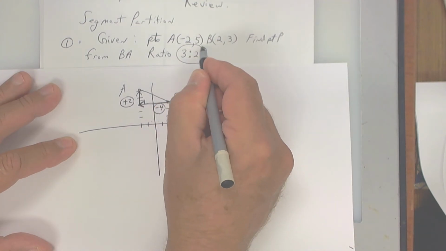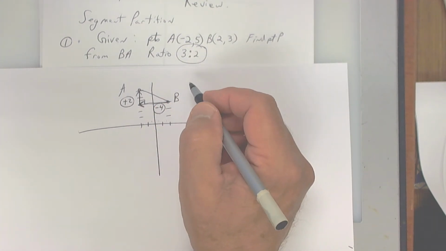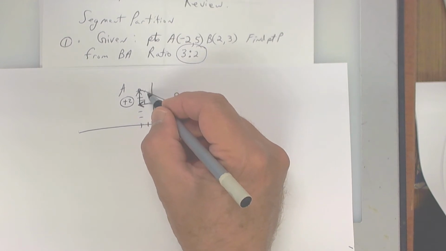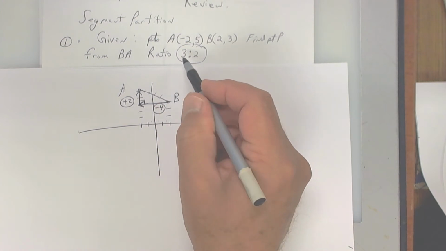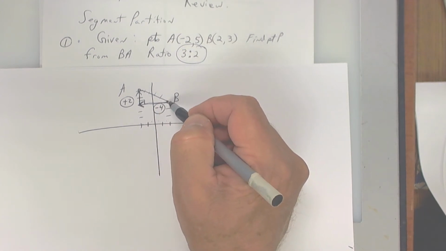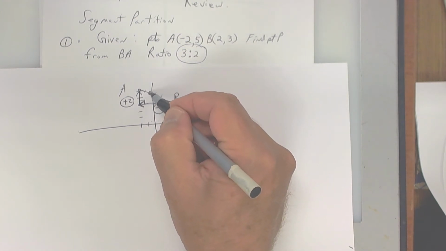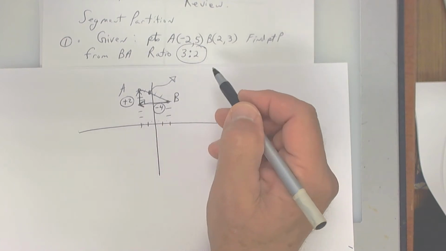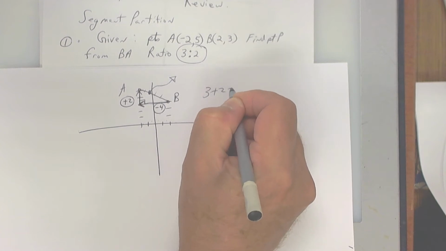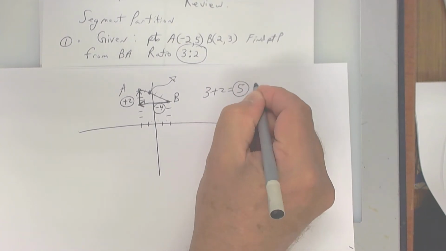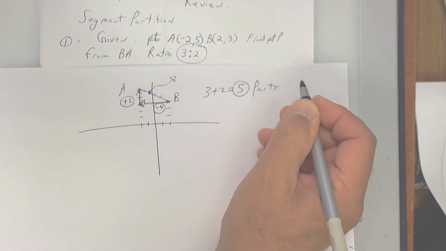Remember, you got to add these because it's 5 pieces. 1, 2, 3, 4, 5. So 3 out of 2 going from B to A. So that'd be 1, 2, 3. It's going to be about right here is going to be your answer. 3 out of 2. It's actually 3 out of 5 because you got to add 3 plus 2, which equals 5 parts. Okay, we went over this now.